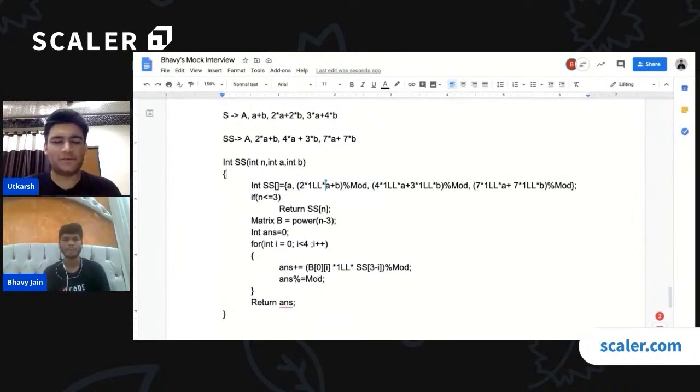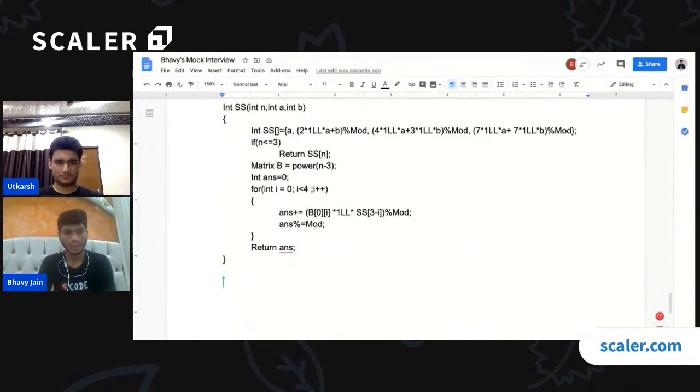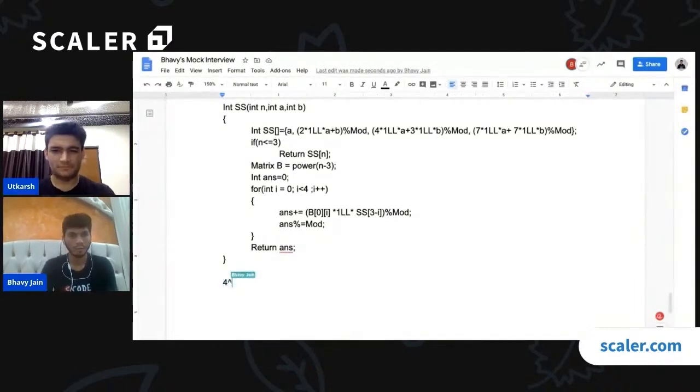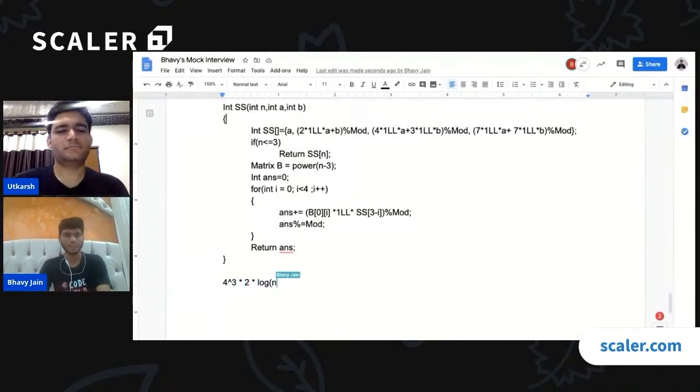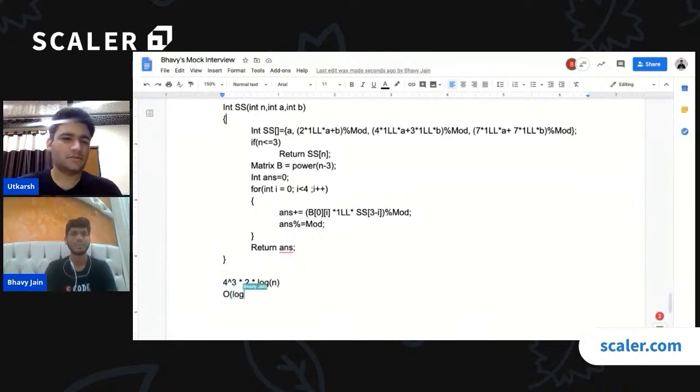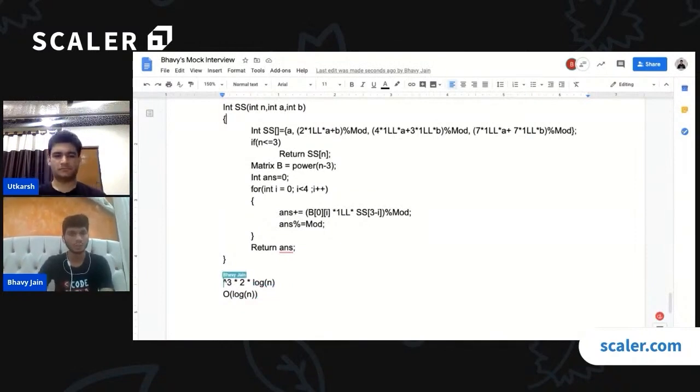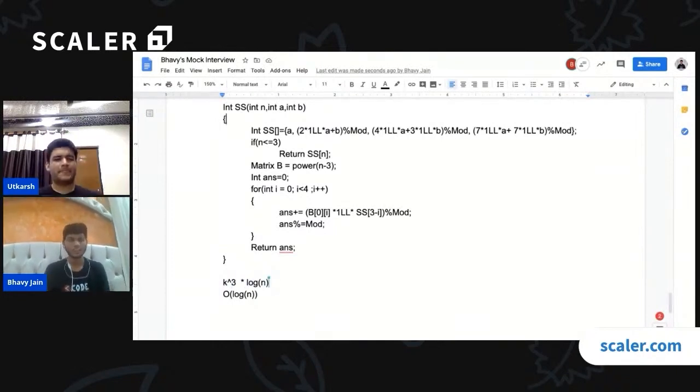Perfect. So what is the time complexity and space complexity now after the final solution? We are multiplying two matrices in 4 cube. So it should be 4 cube, and we will only require log n multiplications, or 2 log n actually. So 4 cube into 2 log n. It is of the order of log n approximately. Yes. If the matrix was of size k cross k, then it should be k cube log n. In that case, this k cube term may be more dominant in time complexity. But in our case, it is 4.